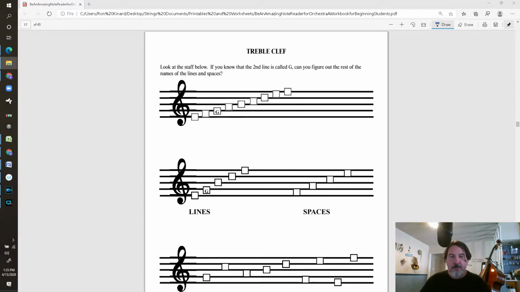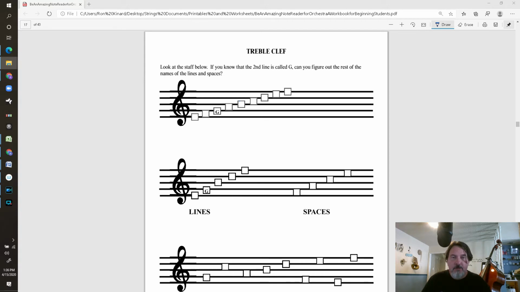Class, today we're going to look at where our notes live on the staff. We'll be building on the knowledge we already have of the music alphabet, and we've looked at some of these notes. If you've got your binder, go ahead and get out your amazing note reader workbook. If you don't have your binder, that's okay. Instead of filling it in, you can call out the note names out loud, or you can even take your own notes on a piece of notebook paper.